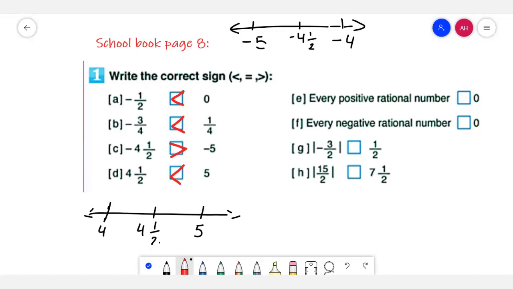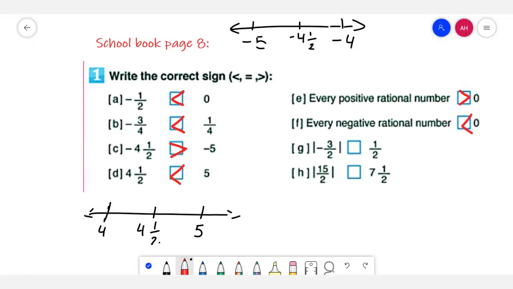Number E, every positive rational number and 0. We said that any positive rational number is sure greater than 0. And in number F, every negative rational number, we know that a negative rational number is always less than 0. Let's go now for number G.